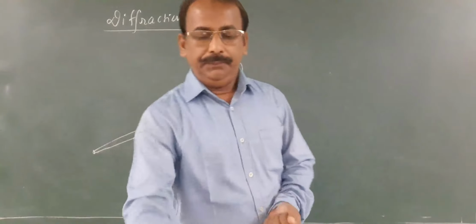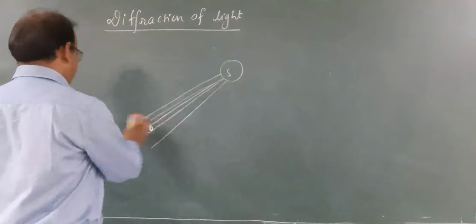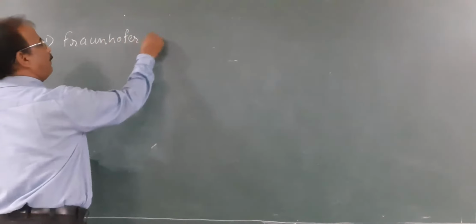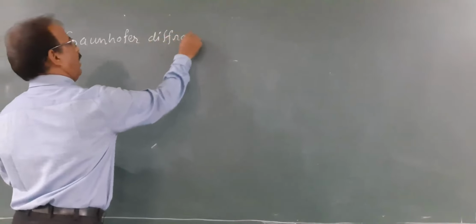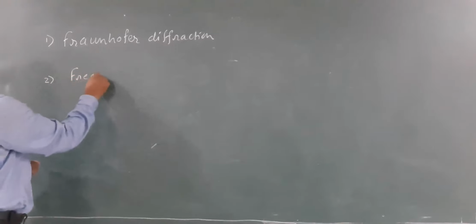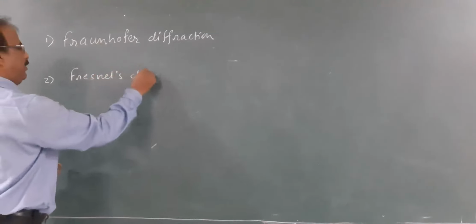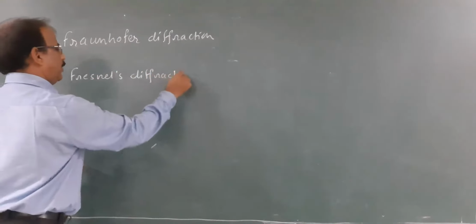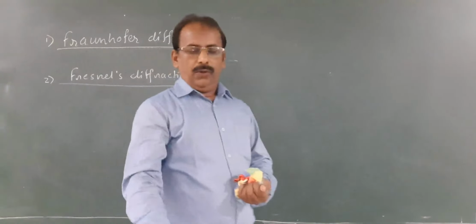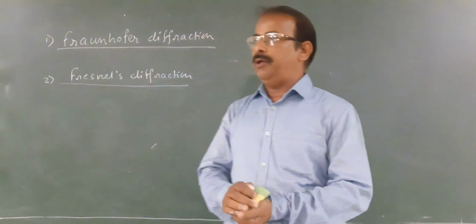In light, there are two types of diffraction. One is called Fraunhofer diffraction, and second is Fresnel's diffraction. What is the difference between these two? First we'll see what is Fraunhofer diffraction.